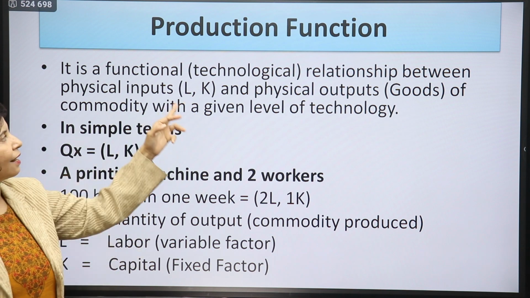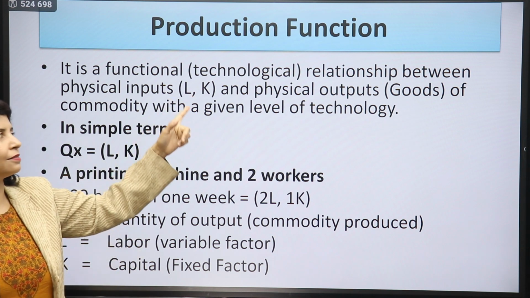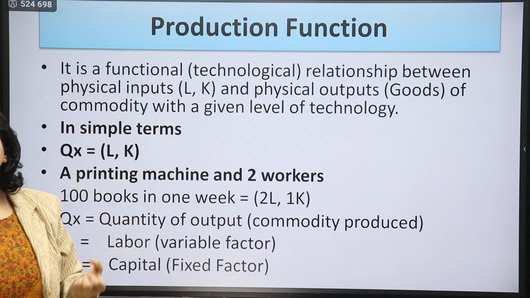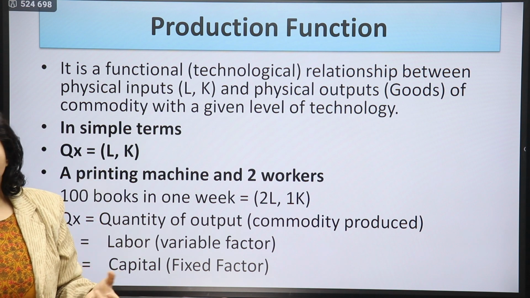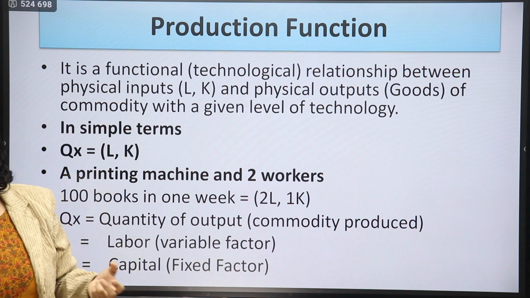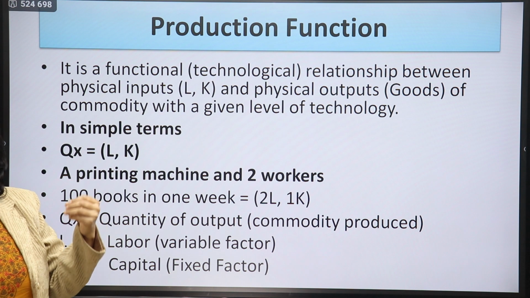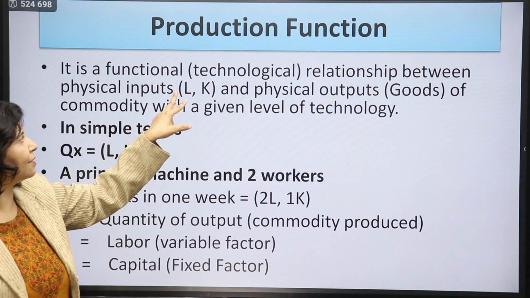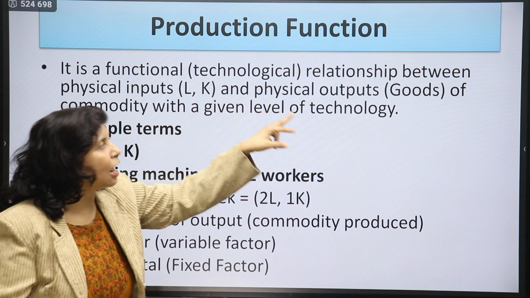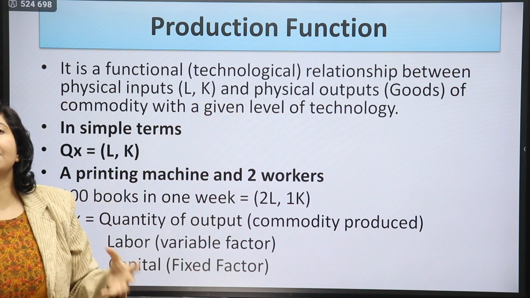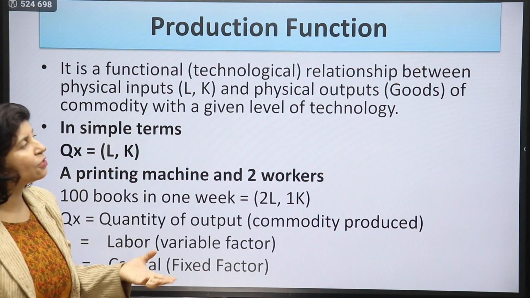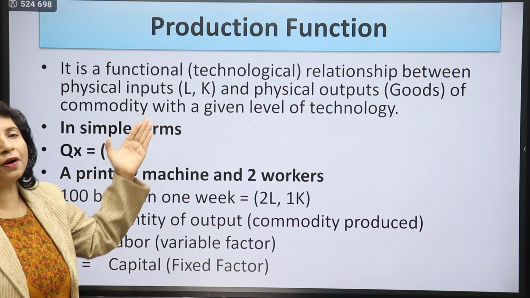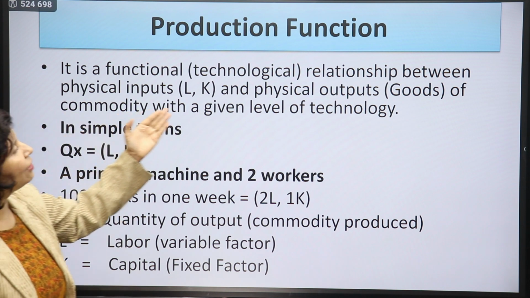So here what is there? We have taken only two factors, labor and capital. Workers, you can say. Labor is used in the form of workers, employees, you can say, in a factory or any plant that is used to produce any commodity. So here we have used only two factors, that is labor and capital, and physical outputs. These are the goods that we see in our markets. So goods are produced by using physical inputs, factors of production, then commodity with a given level of technology.